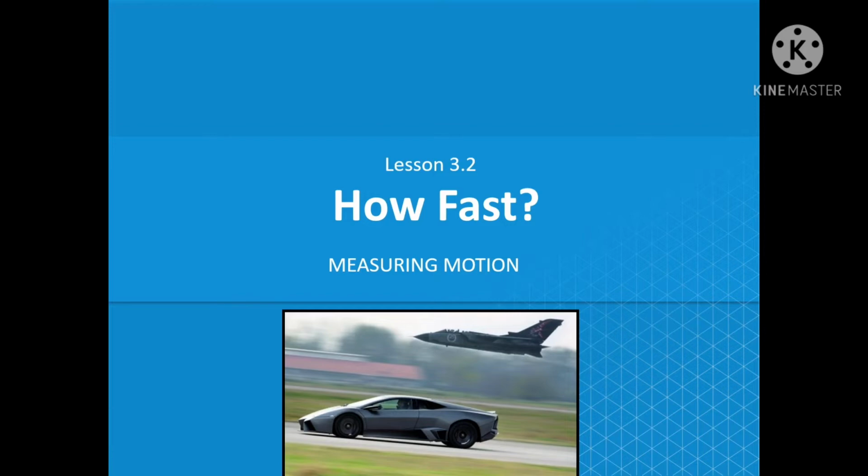Last meeting, we talked about motion of an object, and we have learned that motion can be described by where, by how far, by how fast, and of course, its acceleration. So today, we're gonna know how motion is described by how fast or its speed and velocity.